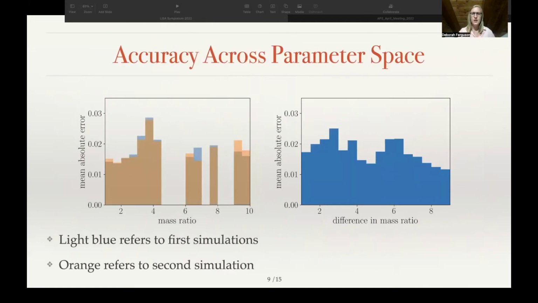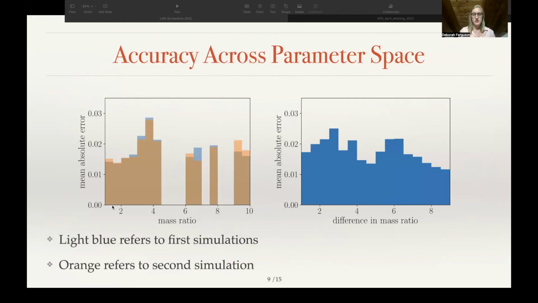So this accuracy does vary across the parameter space, which makes sense because we have training points more densely in certain areas. So what these plots show is the mean absolute error as a function of different aspects of the parameter space. Because we input two simulations, we plot here the light blue referring to the first simulation and the orange referring to the second simulation.